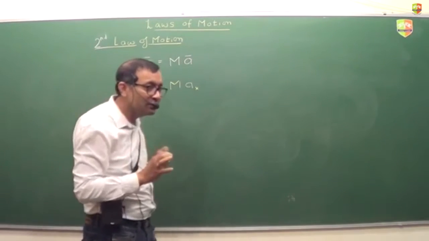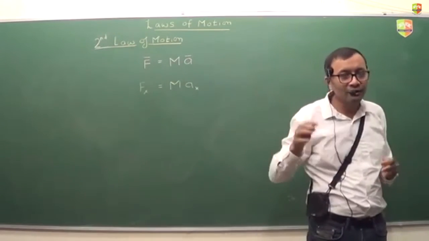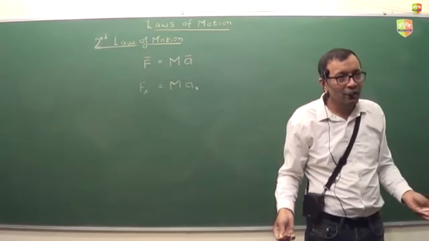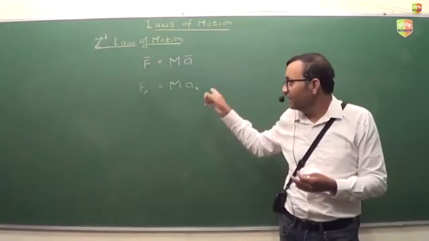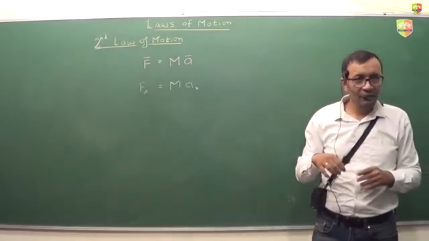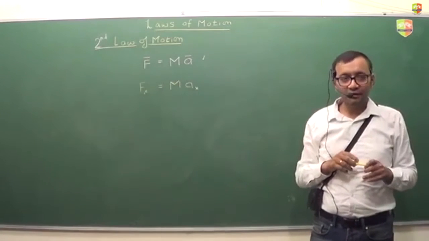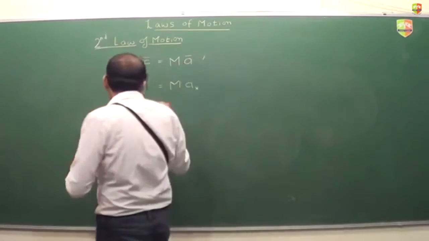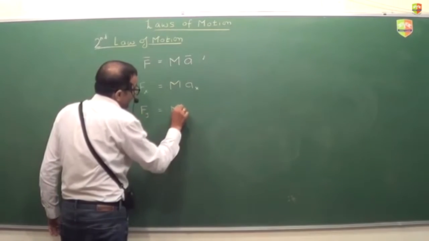Scalar equations we have been solving since our childhood. x plus y is equal to 2, x minus 3y is equal to 6. So what are x and y? So we'll be able to solve it like a scalar equation if we write like this. That is why. Otherwise, you will get a vector equation which is a little tricky to deal with. Okay. Fx is equal to m times ax, and Fy will be equal to m times ay.